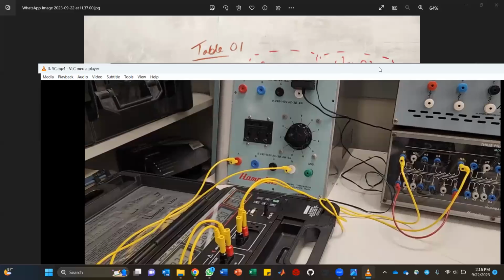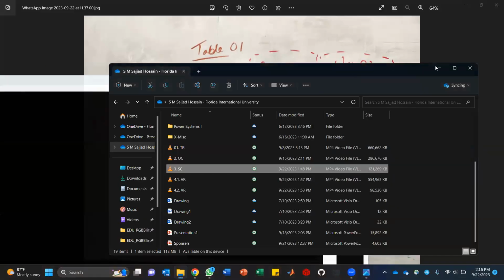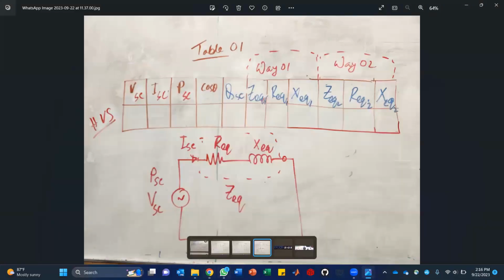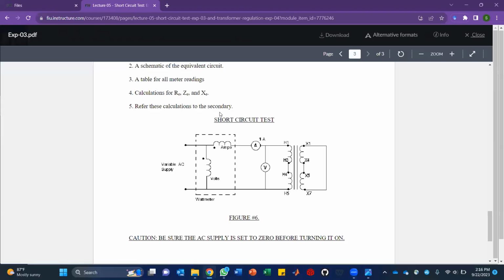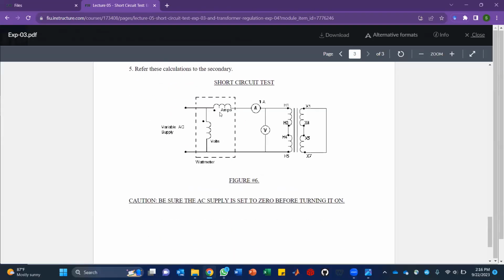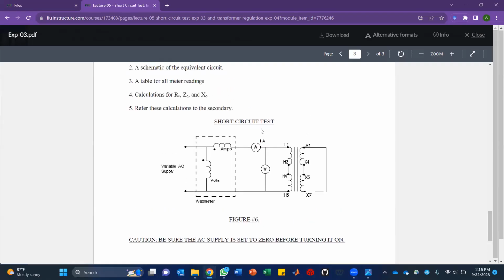So that's the video for the short circuit test. Let's go back to the lecture. So we have measured power, input current, voltage, and cos theta, that is the power factor. I want you to actually calculate all of them.